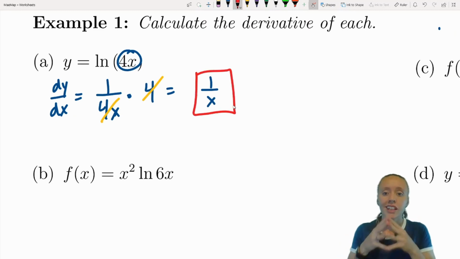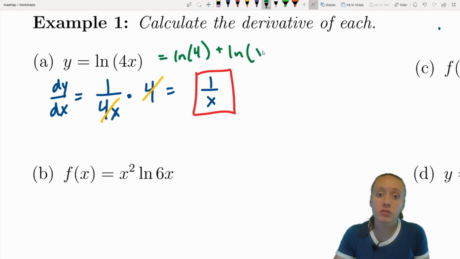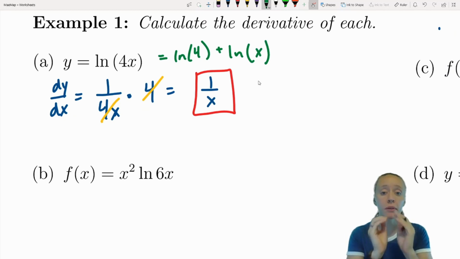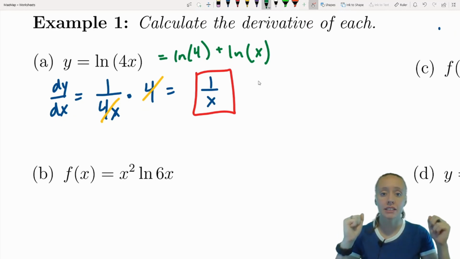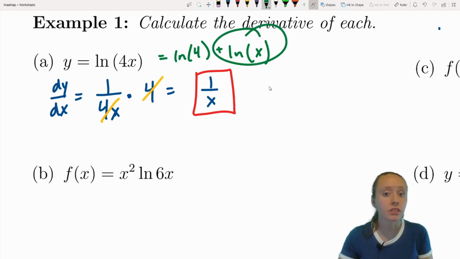And here's a neat trick. Let's use a log rule so we don't have to use the chain rule. What's another way I can rewrite the ln of 4x? I could have written it as the ln of 4 plus the ln of x, because remember, if I have something multiplied within my log, I can split it up as addition. What's the derivative of ln of 4? The ln of 4 is just a constant and goes to 0. What's the derivative of ln of x? 1 over x. There we go. So the chain rule wasn't even necessary if we would have used a log rule first.